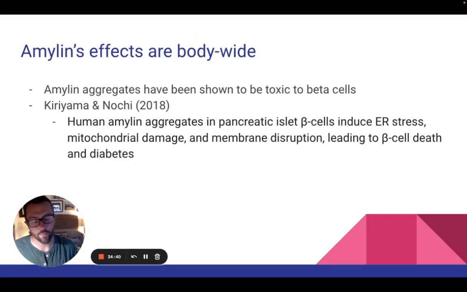And I mentioned before, just in passing, that amylin aggregation does not just affect neurons and brain cells. It also makes things worse for the beta cells themselves, right? So there's a paper, Kiriyama and Nochi. I'll include that in the link in the description as well if you'd like to read. The amylin aggregates in islets in beta cells further the inflammatory damage happening to the endoplasmic reticulum, the mitochondria, all of the organelles responsible for the cell living, right? So this is kind of like death from the inside.